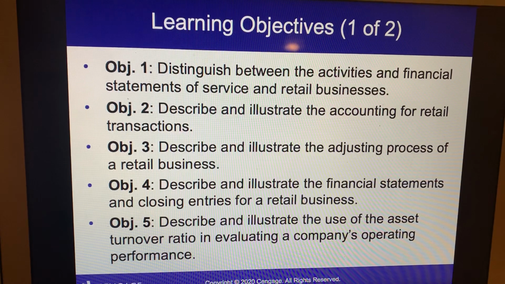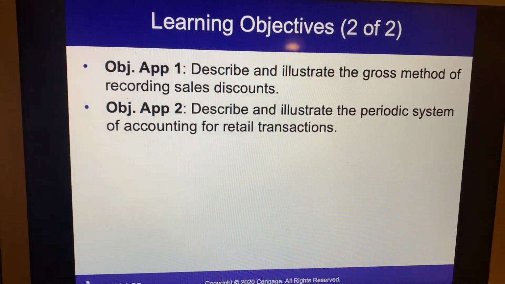Objective 5, describe and illustrate the use of the asset turnover ratio in evaluating a company's operating performance. And then application objectives: one, describe and illustrate the gross method of recording sales discounts; and two, describe and illustrate the periodic system of accounting for retail transactions. So this is looking at retail businesses where you sell product.